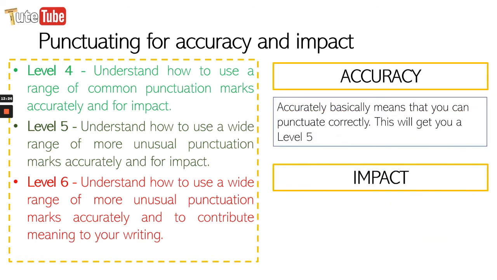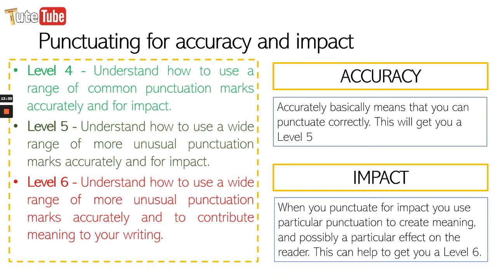So when I say accuracy, I mean accurately basically means that you can punctuate correctly. This will get you a level 5. And when you punctuate for impact, you use particular punctuation to create meaning and possibly a particular effect on the reader. This can help you to get a level 6. So that's the highest level within the mark scheme.